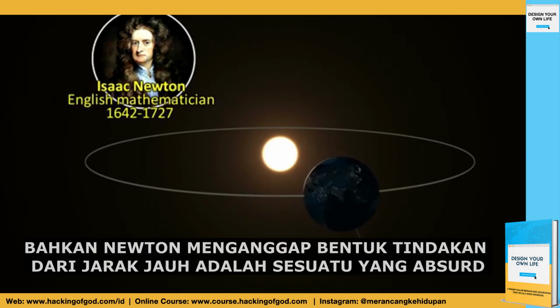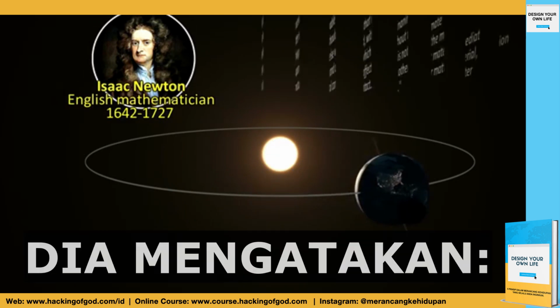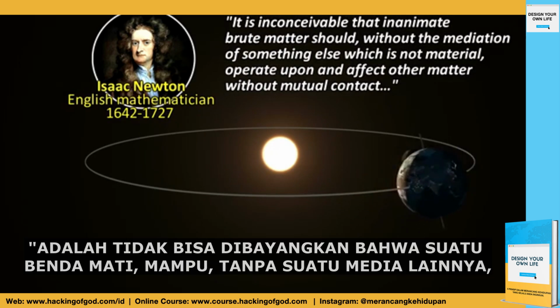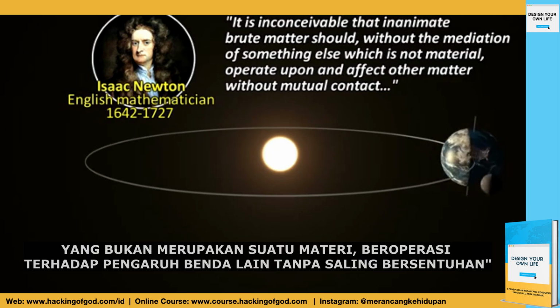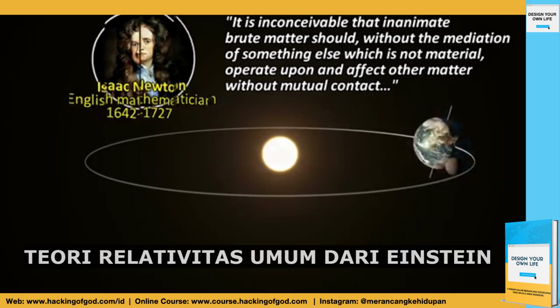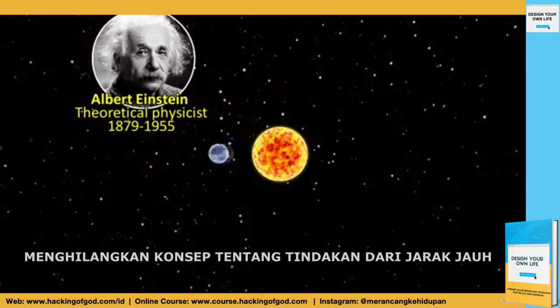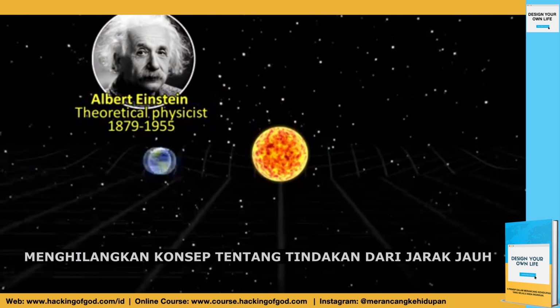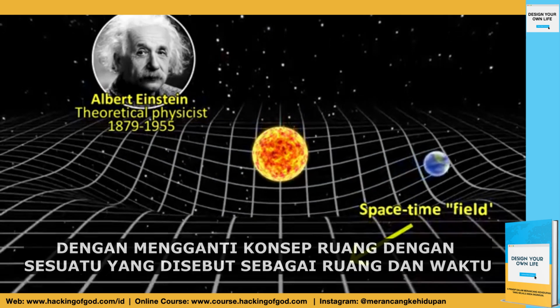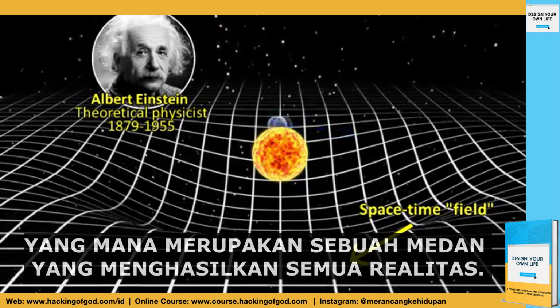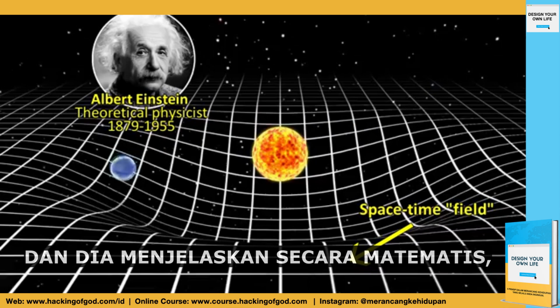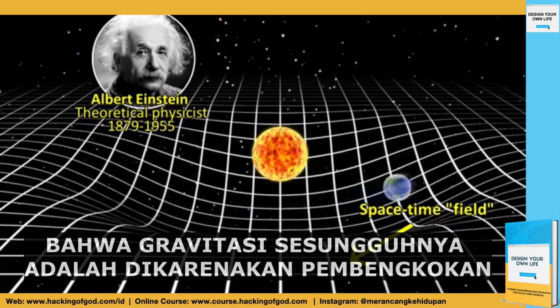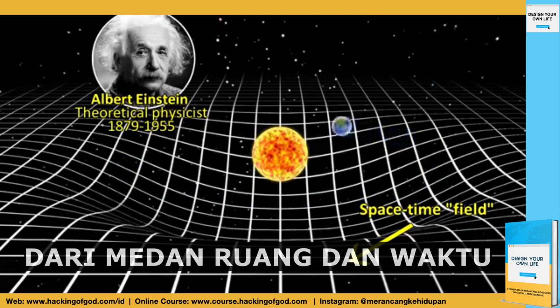Even Newton thought that action at a distance was absurd. He said, "It is inconceivable that inanimate, brute matter should, without the mediation of something else, which is not material, operate upon and affect other matter without mutual contact." Einstein's theory of general relativity eliminated the idea of action at a distance by replacing space with something called space-time, which is a field that pervades all of reality. And he showed mathematically that gravity is really due to a bending of this field of space.